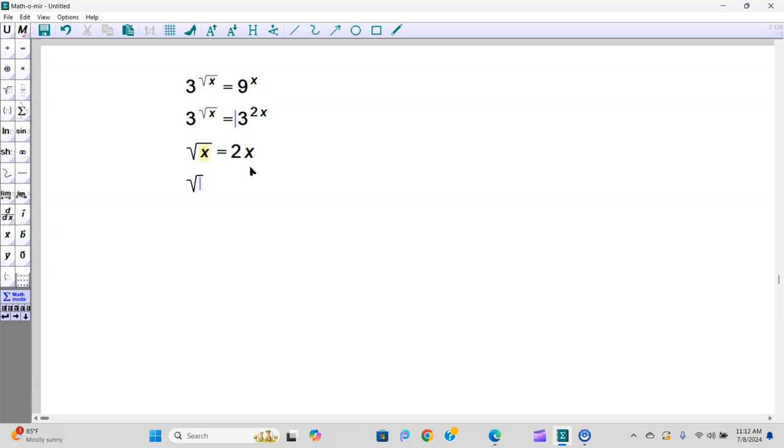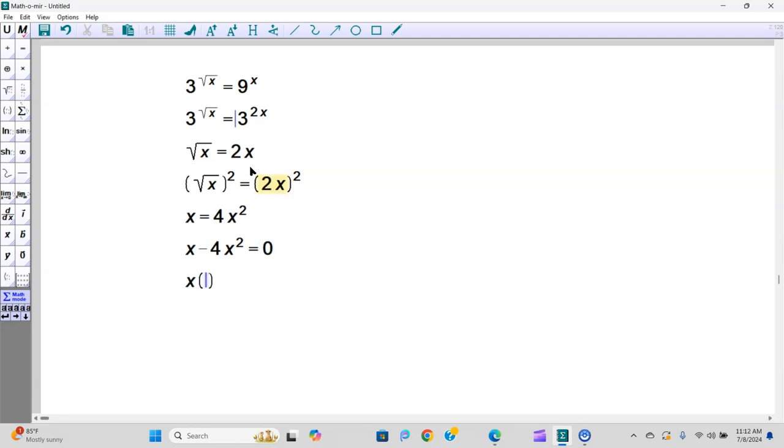Now I just square both sides to get rid of the root. So the root of x squared equals (2x) squared. On the left, the root and the 2 cancel, so you have x. On the right side, you have 4x squared by the rules of exponents. Move the 4x squared over, so x minus 4x squared equals 0.